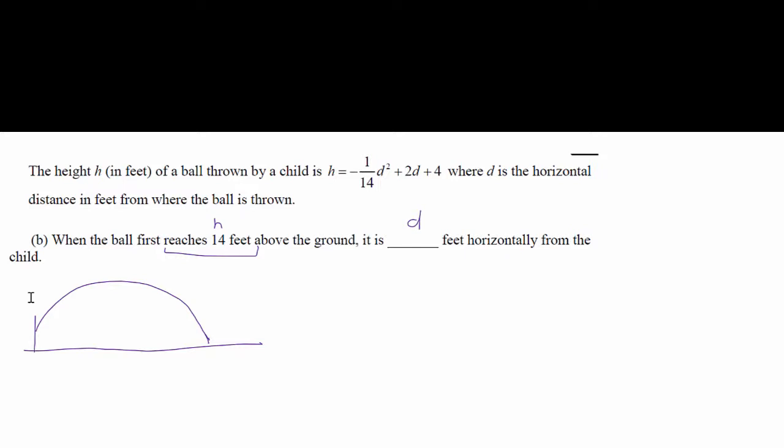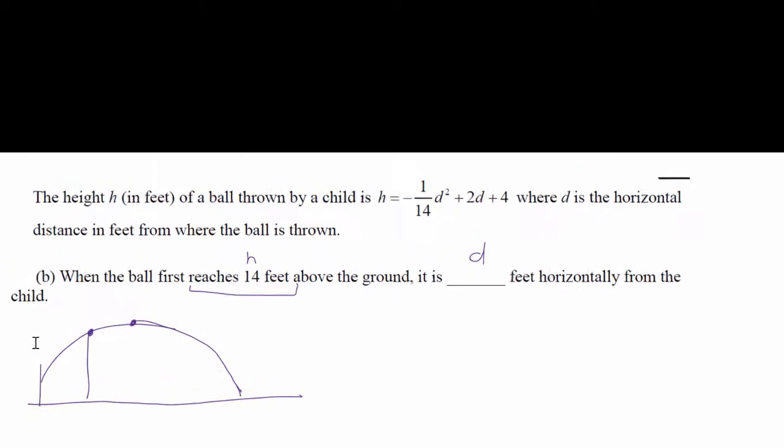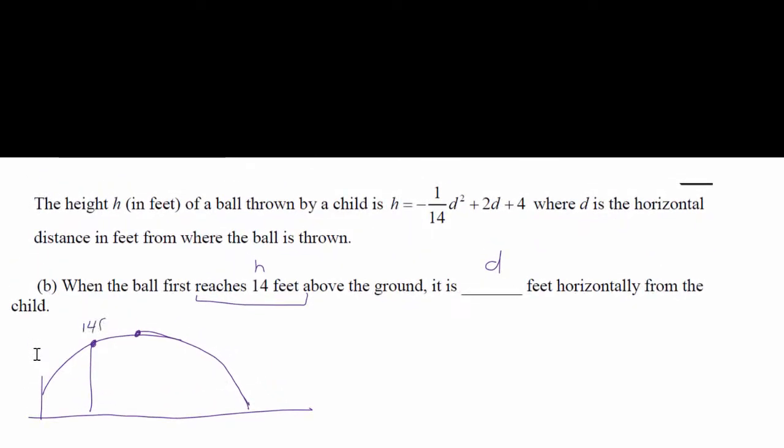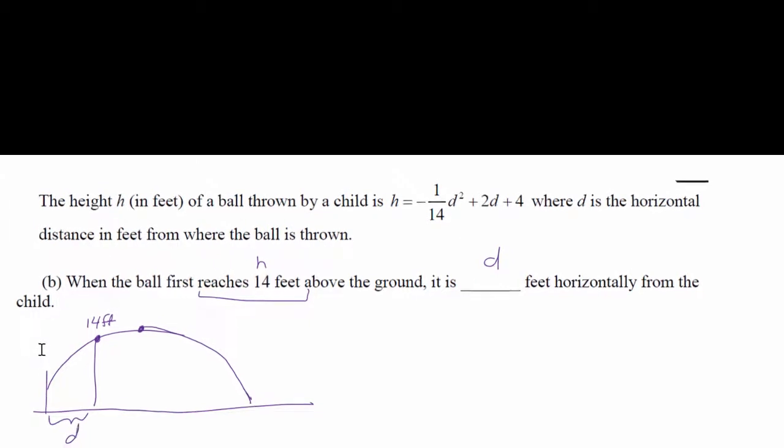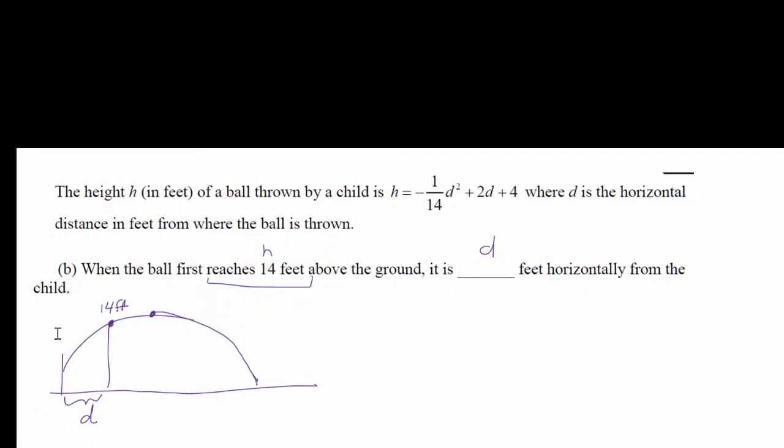So the ball, as you know, goes up, reaches the maximum height, which is the vertex of the parabola, and then goes back down, right? So somewhere along the line, at some point it's up 14 feet. And we're looking for this distance d. So with our equation, which as you remember was h equals negative 1/14 d squared plus 2d plus 4, h is 14. So we're going to substitute 14 there. And now we're going to solve for d, which is a quadratic equation, isn't it?